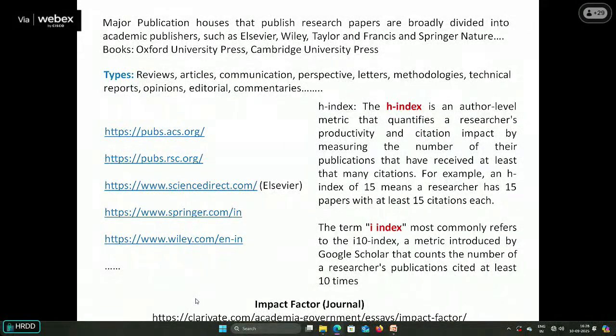You know which is the highest impact factor? You find out.